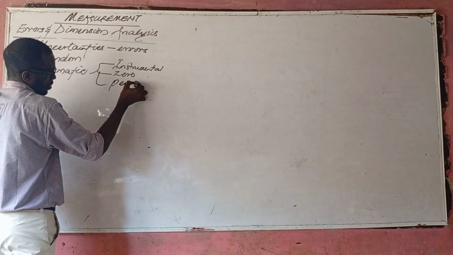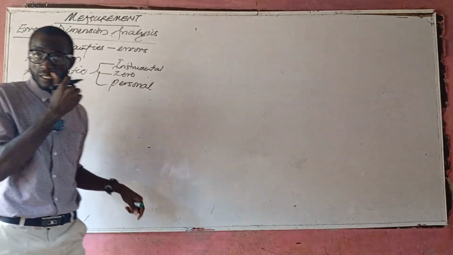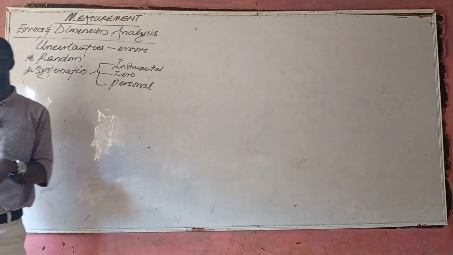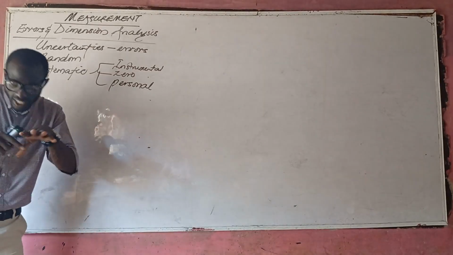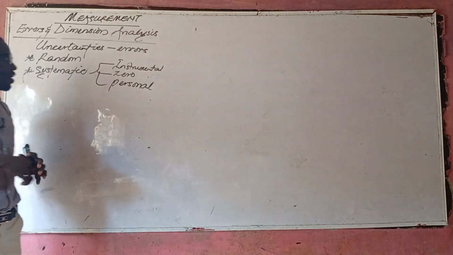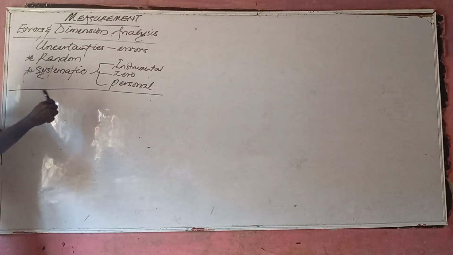Another one is personal error. That one is error due to your own inaccuracy. Yes or no? Personal error. Someone that is long-sighted may not be able to measure things that are too close. Do you understand? Personal error. All right, those are just errors. There is now something called compound error. Compound error is just stemming from all of this still.